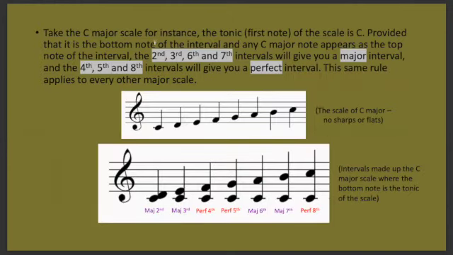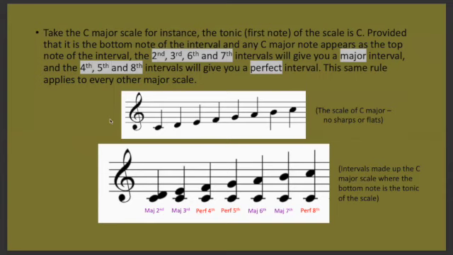Take C major scale, for instance. The tonic, or the first note of the scale, is C. Provided that it is the bottom note of the interval, and any C major note appears as the top note of the interval, the 2nd, 3rd, 6th, and 7th intervals will give you a major interval, and the 4th, 5th, and 8th intervals will give you a perfect interval. This same rule applies to every other major scale.